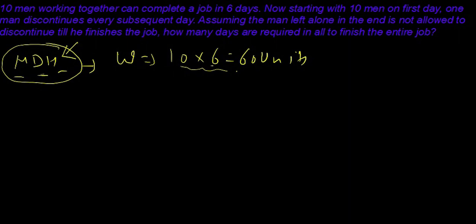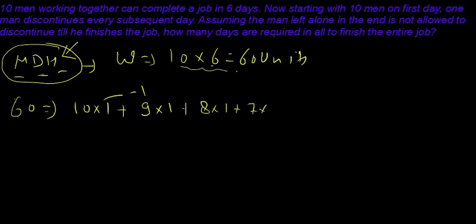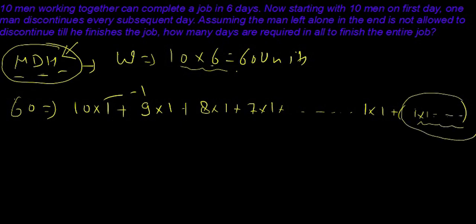So this is another good question. Let's say the total amount of work is 60. Now, starting with the first day, how many men were there? 10 into 1, then one person left. So next day it is 9 into 1, next day 8 into 1, next 7 into 1, and so on till 1 into 1. But after that, this person has to complete the work until it is completed. So we need to find out how many days this person needs to complete this particular work.